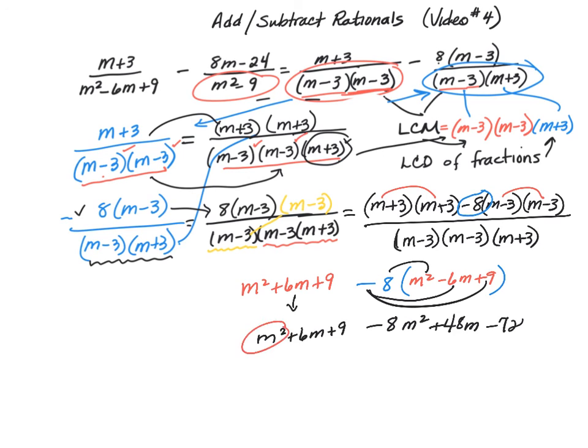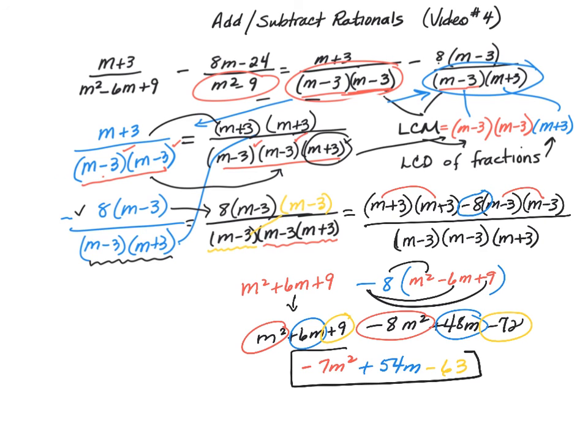So I'll combine my like terms. I have like terms m squared and negative 8m squared. That's going to give me negative 7m squared. Like terms of 6m and a positive 48m. That's going to give me a positive 54m. And like terms of 9 and negative 72 is going to give me a negative 63. Final answer, ugly as it is right here.